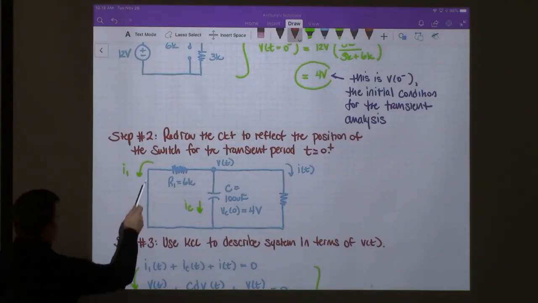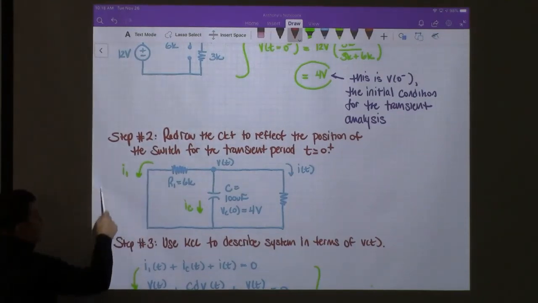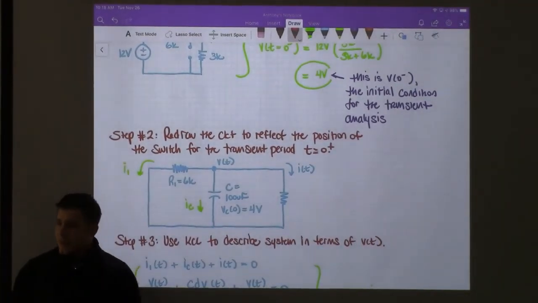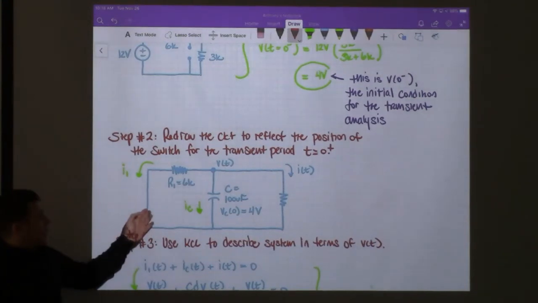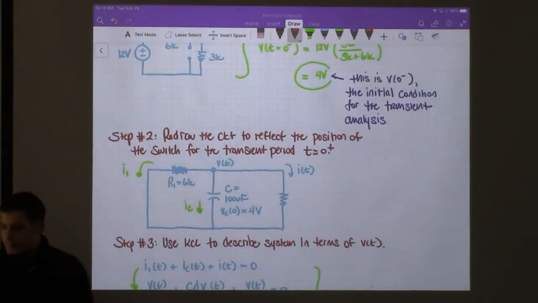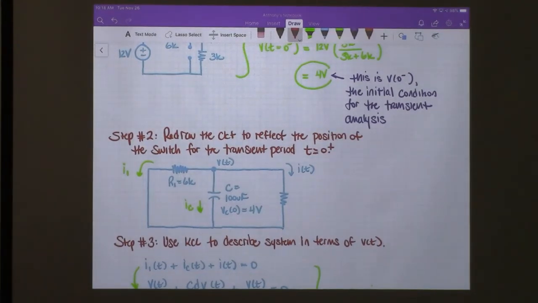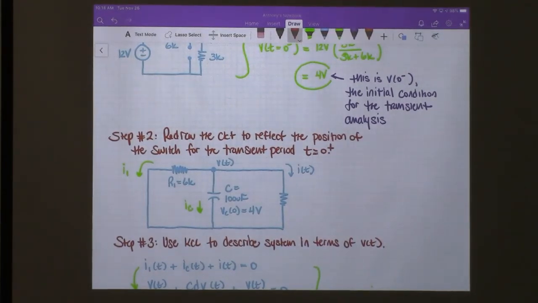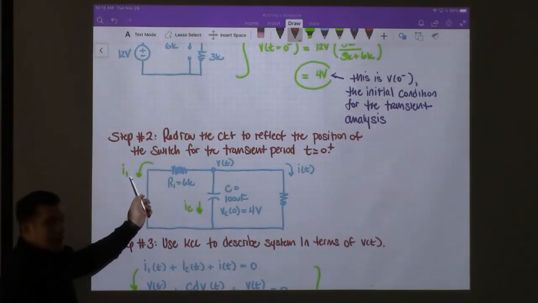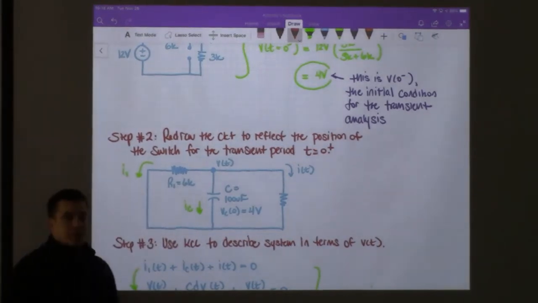When the switch is in position 1, the source that was over here is no longer going to be represented. And now we have this additional pathway, which is going to close off the circuit. Everything else stays the same. VT is still the same. IT is still the same. The resistor and capacitor values are still the same. Only thing I did was I drew in a couple extra labels. I'm going to call this current I1, and I'm going to call this current right here IC.